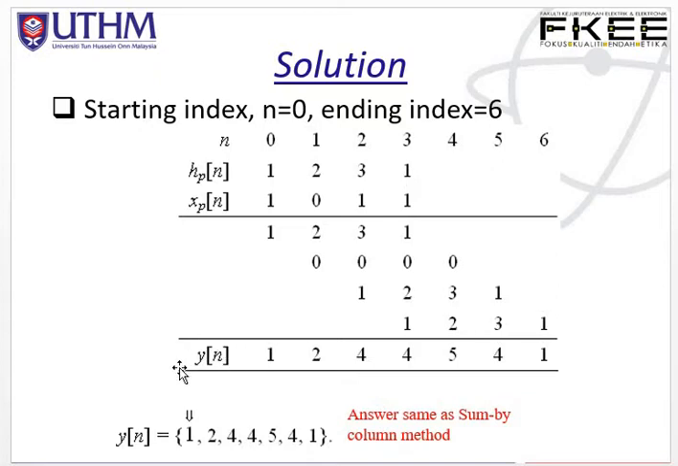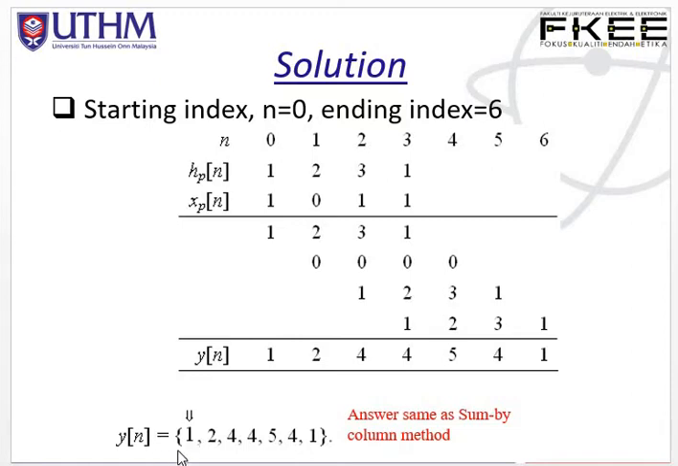So y[n] is you sum up everything here. So 1, this one is 2 plus 0, get 2. 3 plus 1, get 4. 1 plus 2 plus 1, you get 4. 3 plus 2, get 5. 3 plus 1, get 4. And 1 equal to 1. So your numeric sequence is like this. And then bear in mind that you have to indicate where your origin is. Origin is at the value of 1 here.